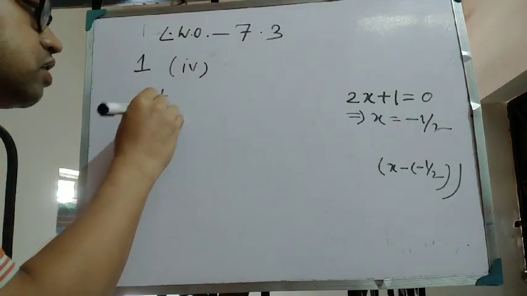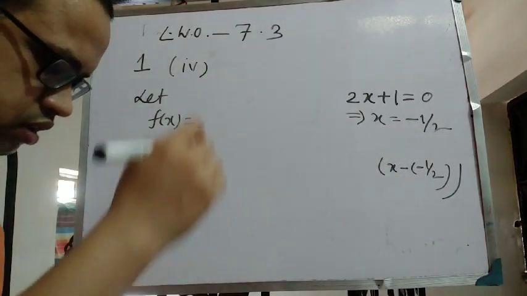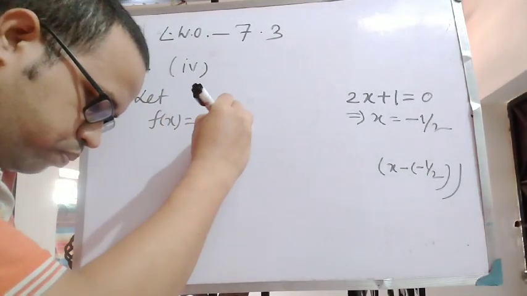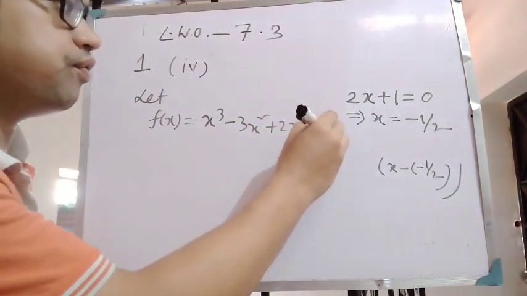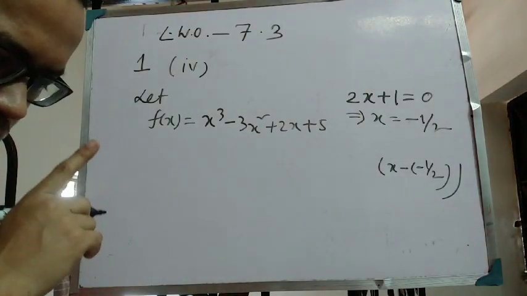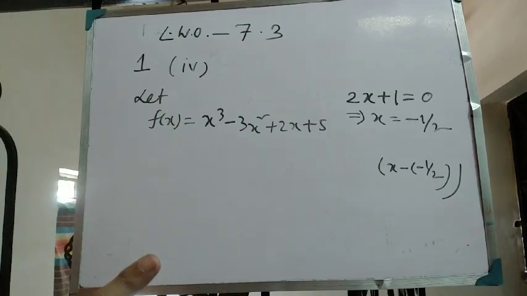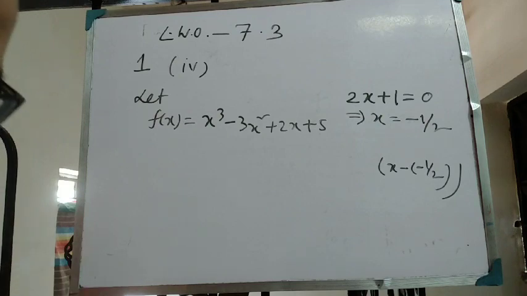Let the expression as a polynomial in x be f(x). Let f(x) equal x cube minus 3x square plus 2x plus 5. So next, what you have to do? You have to check if f(minus half) vanishes or not. If it vanishes, then there is no remainder. If it gives some value, then that value will be the remainder.